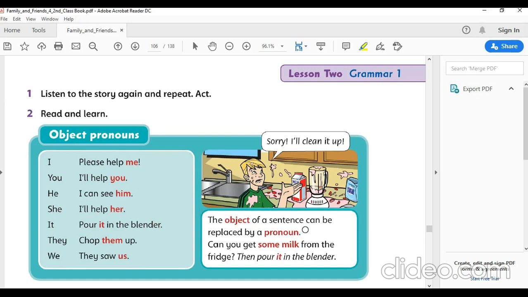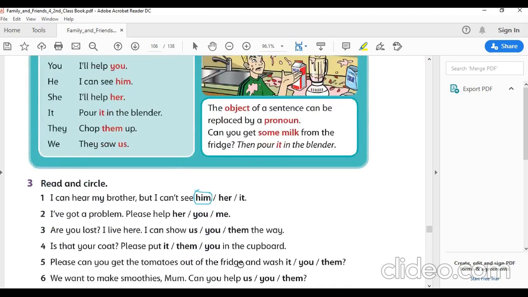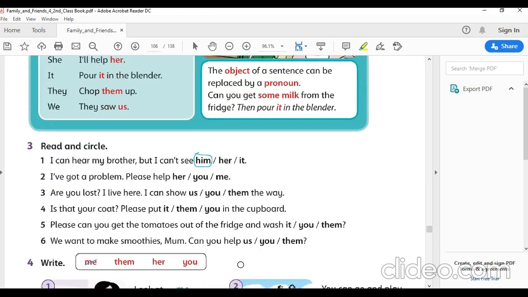So the object of a sentence can be replaced by a pronoun. Can you get some milk from the fridge? Okay, this is from the dialogue in the lesson. Now we're going to answer these exercises.